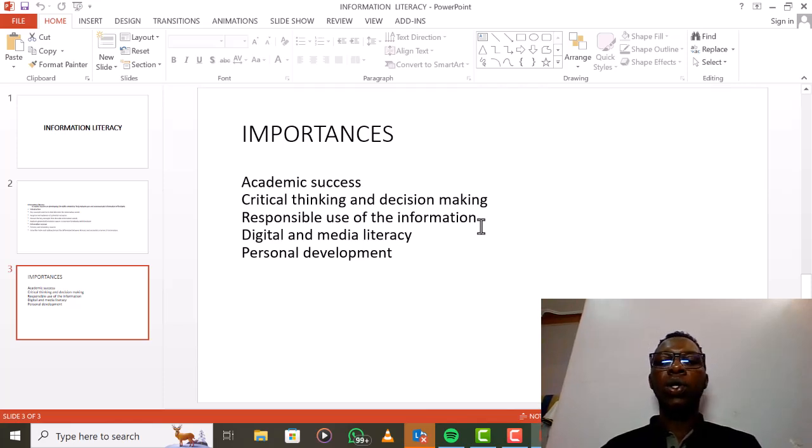Then there is digital and media literacy. For example, information literacy is not all about getting information from everyday life in the society. It's also about getting information about the different technology, how technology is developing, how technology is doing things in its way, how it is making life easier for people, the effects of technology basically.